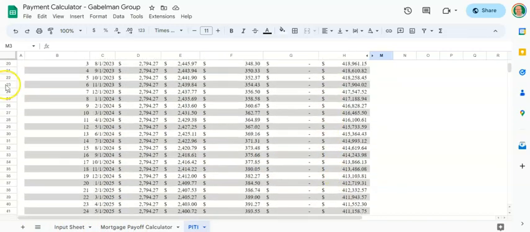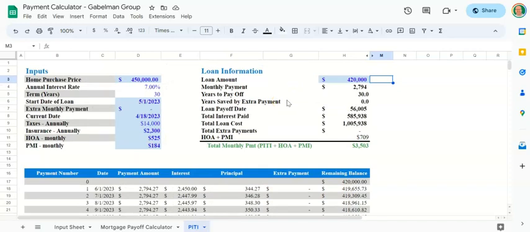And I did put in an amortization table. That is how to use this sheet.